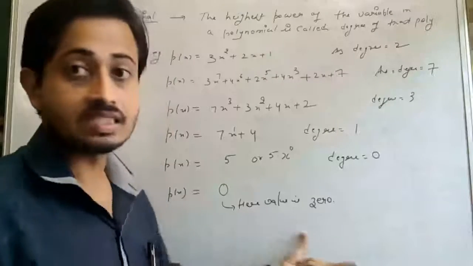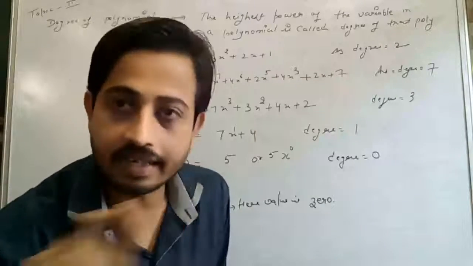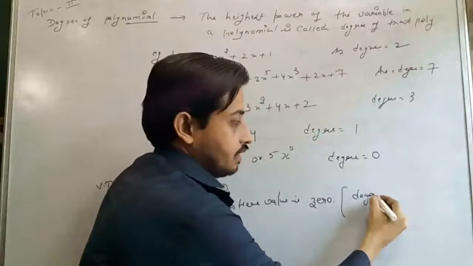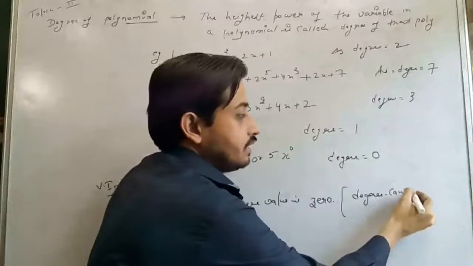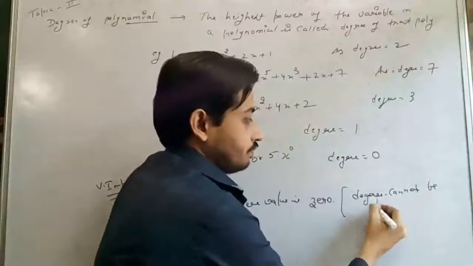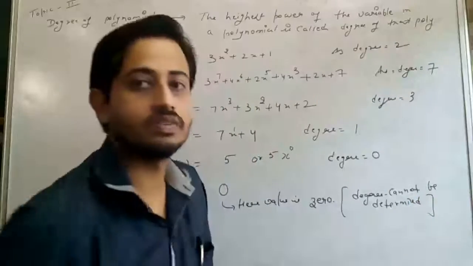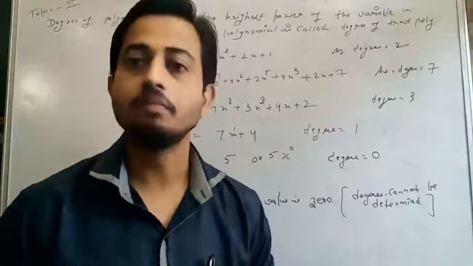So in this type the degree cannot be determined. Please make a note: degree cannot be determined. So in this we cannot find out the degree of that polynomial.